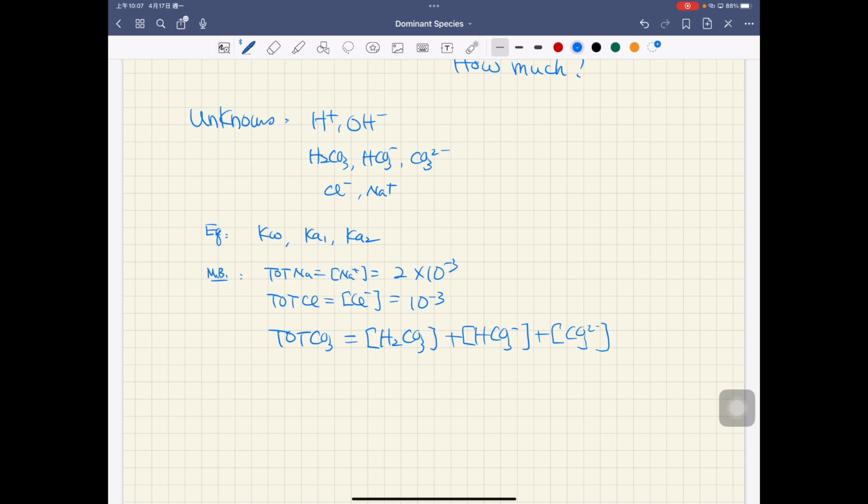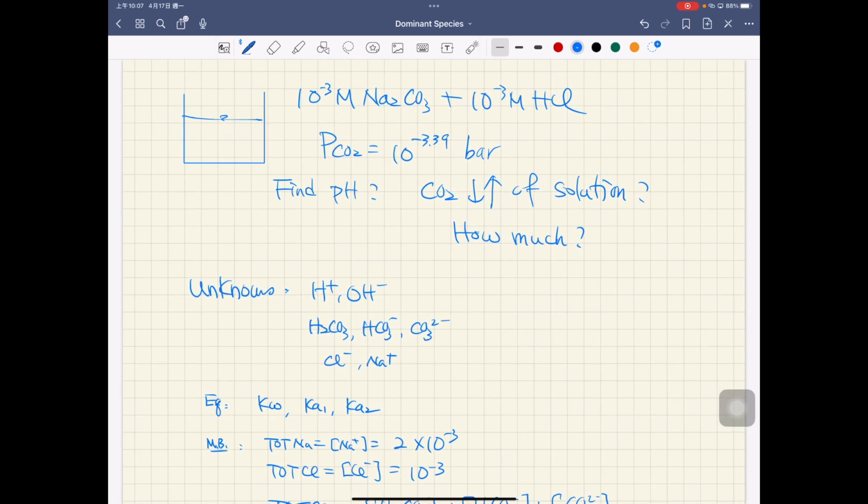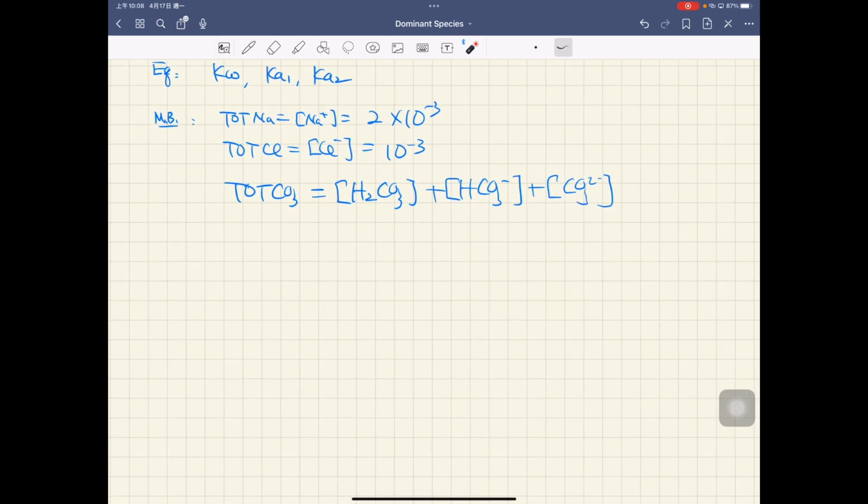This equation is okay. Total CO3 is like this, but we don't know the value. I know I added in 10 to the minus 3 initially, but because it's an open system, this 10 to the minus 3 could increase if CO2 gets in, or decrease. So this equation looks like a good equation and is totally valid, but you don't know the value. So this equation is not going to work. And the other one, of course, you can do is charge balance.